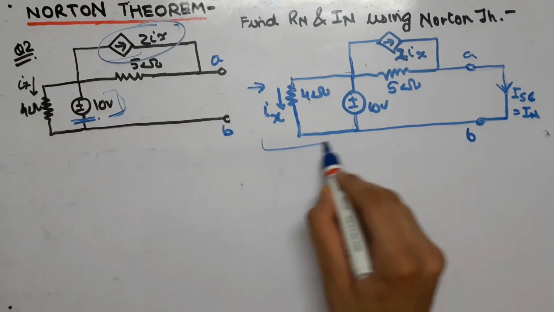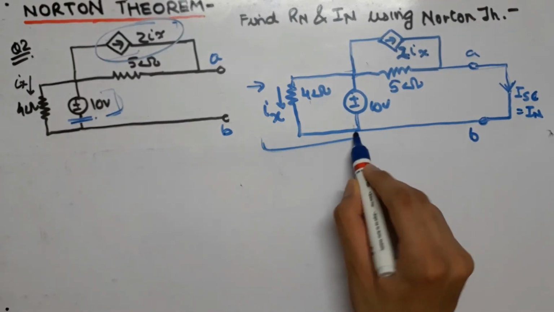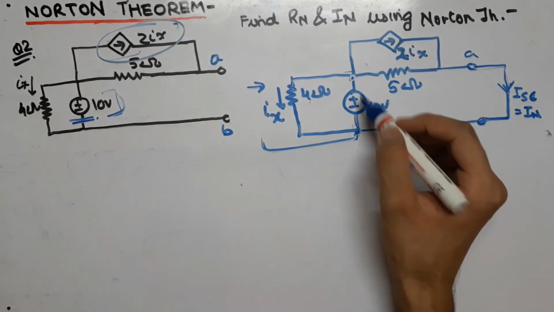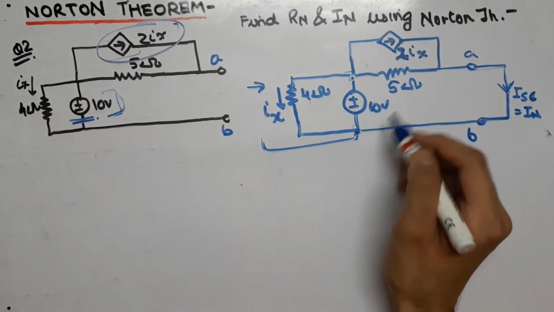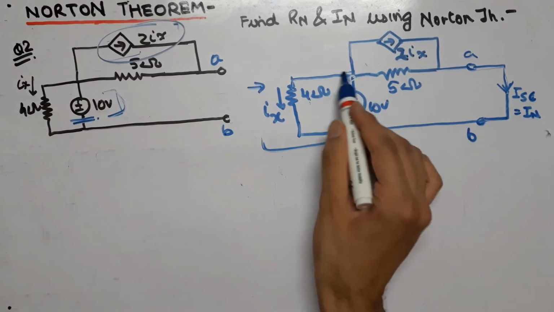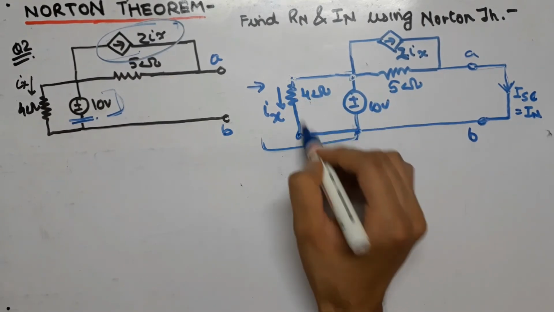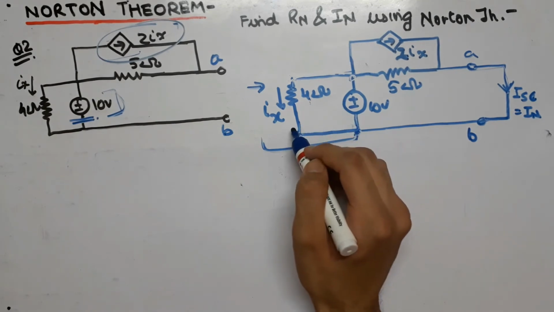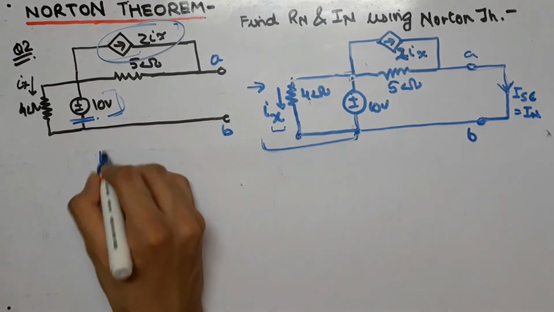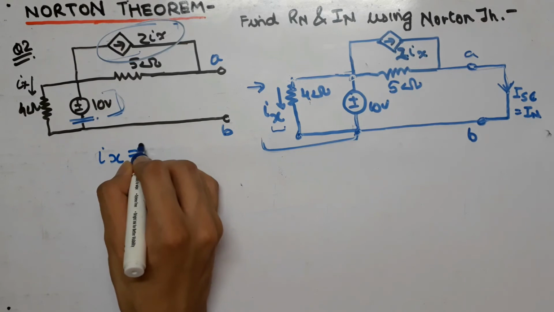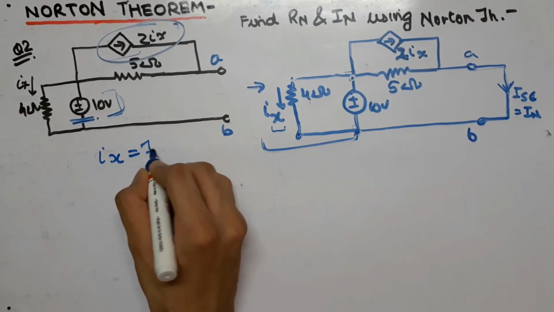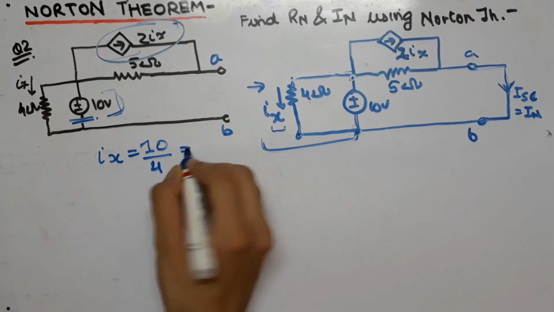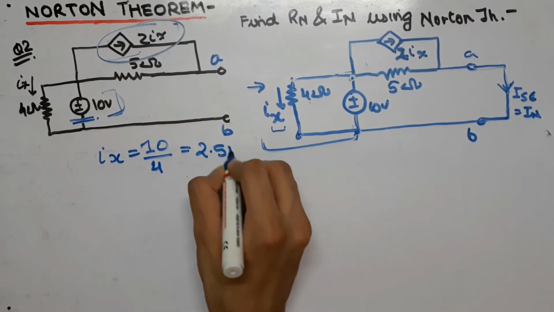Now from here, that is in the first loop, you can see that we have a 10 volt voltage source in this branch. So we know that voltage is equal in parallel resistors. That is, in this branch also we will have 10 volt voltage across the 4 ohm resistor. So from here we can find the value of Ix by using the formula Ix is equal to V by R. Here we have V as 10 volts and the resistor as 4 ohm. So our Ix will come out to be 2.5 ampere.